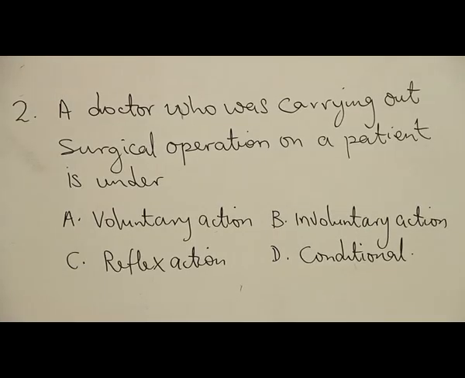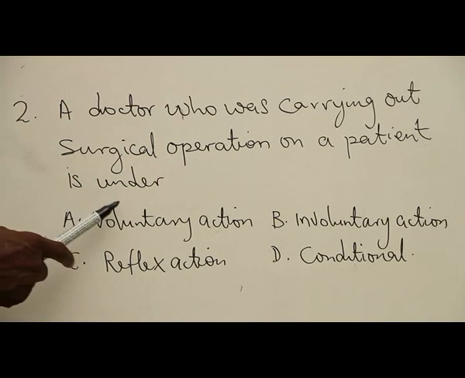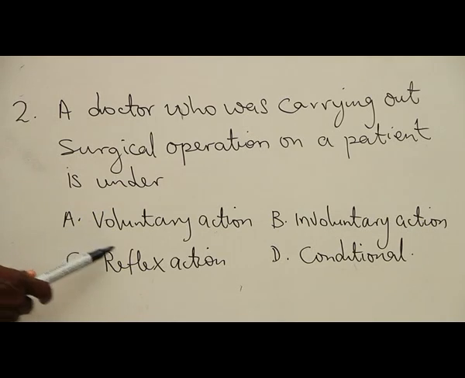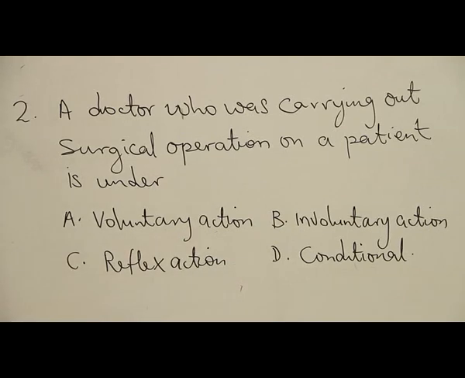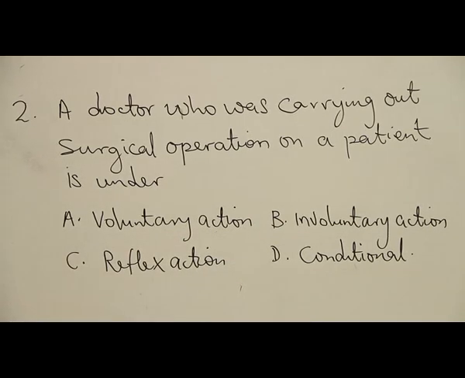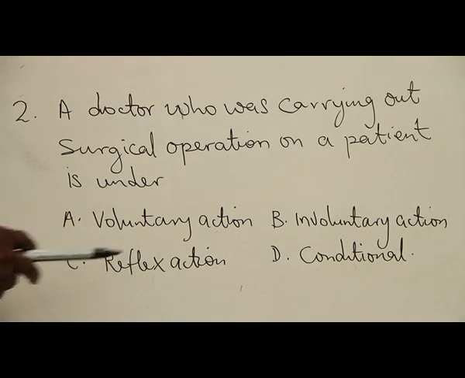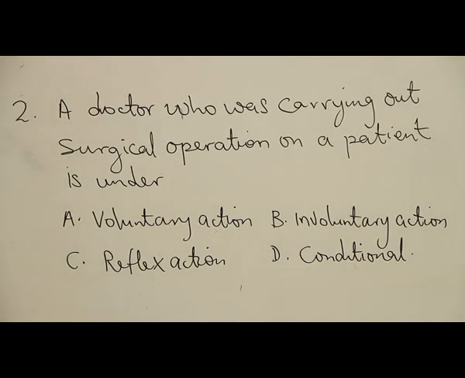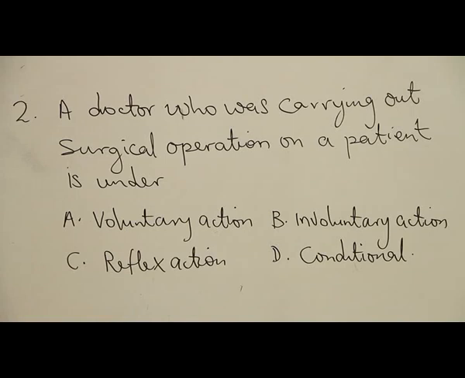Example two, a doctor who was carrying out surgical operation on a patient is under A, voluntary action, B, involuntary action, C, reflex action, and D, conditional. Obviously, conditional is out of it. Now, A, voluntary action, that is action taken under the control of cerebrum, is action taken after proper reasoning.